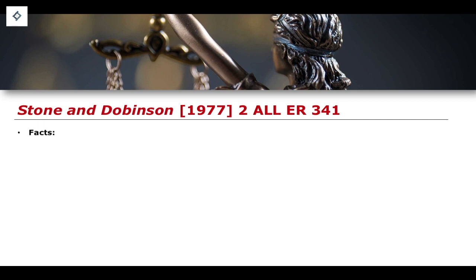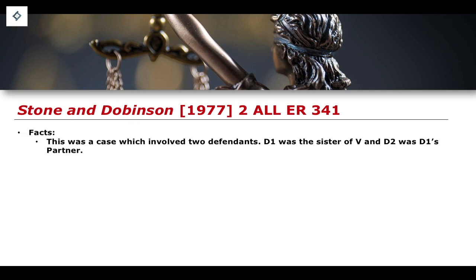The facts of this case are as follows. It involved two defendants, D1 and D2. D1 was the sister of the victim, and D2 was the partner of D1. So we have the sister and the sister's partner, and that's how they had a relation to the victim. The victim was anorexic, and as a result had refused to eat. They suffered from the eating disorder, anorexia, and therefore refused to eat.